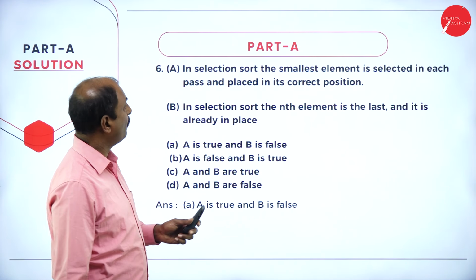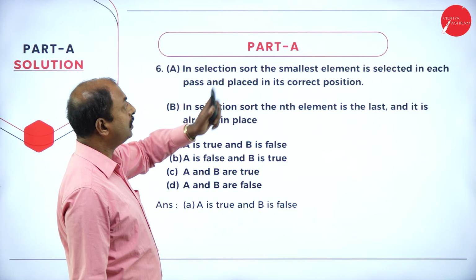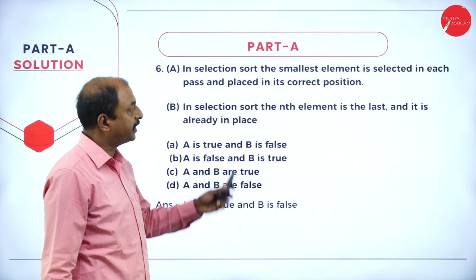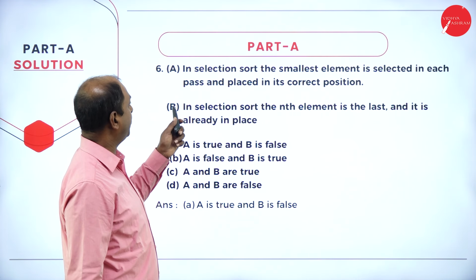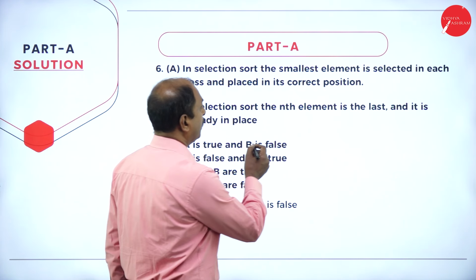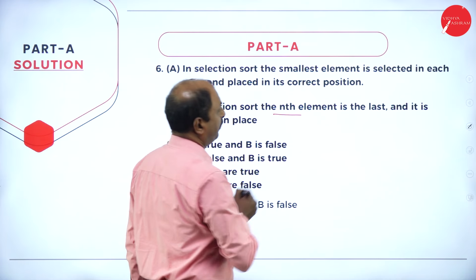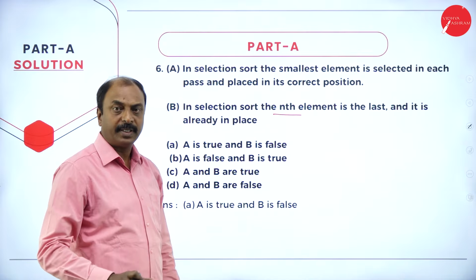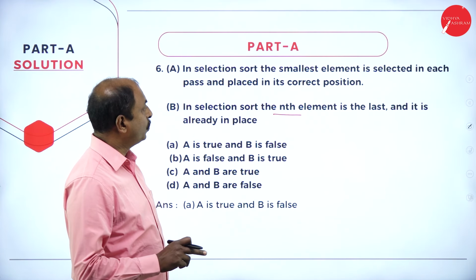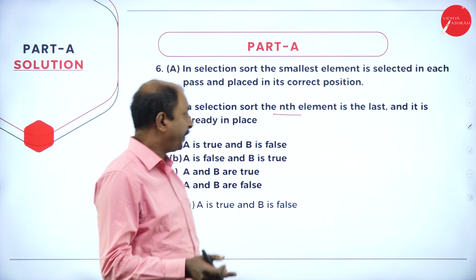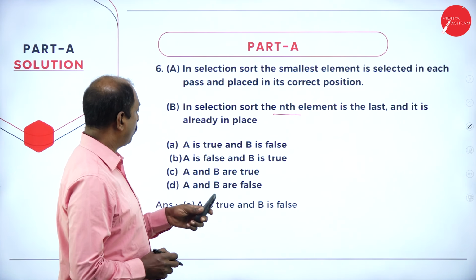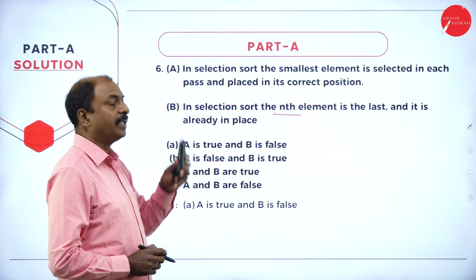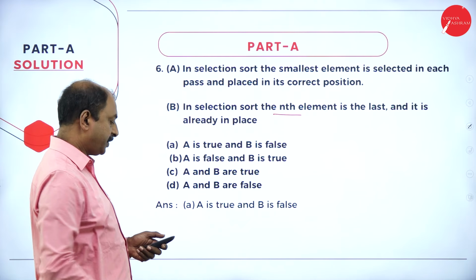So in this example, if you look at the statement, selection sort, the smallest element will take its position. That is the correct statement. Look at the second statement, that is B. In selection sort, the nth element is the last. Actually, the last element in any list is the n minus 1th element. So this statement is wrong. So accordingly, answer is A is true and B is false. That is A. That is the answer for 6th question.